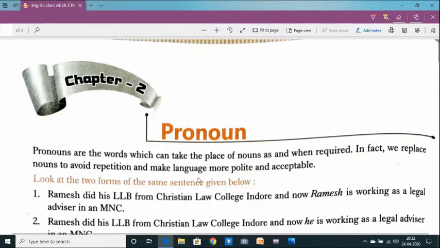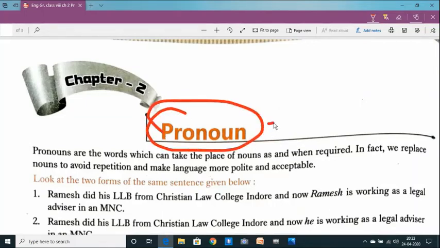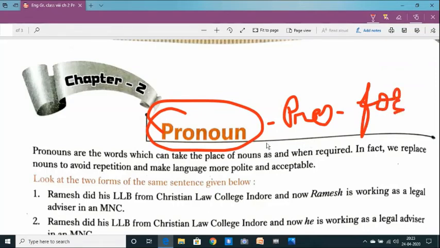In this class, I'm going to teach you the chapter pronoun. Here, pro means for, and noun means noun. So pronoun means for the noun.